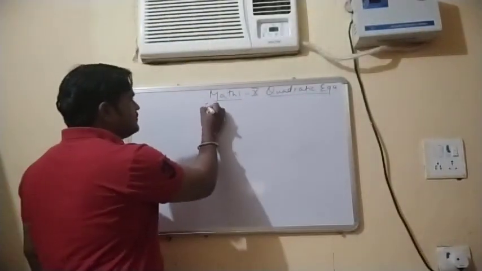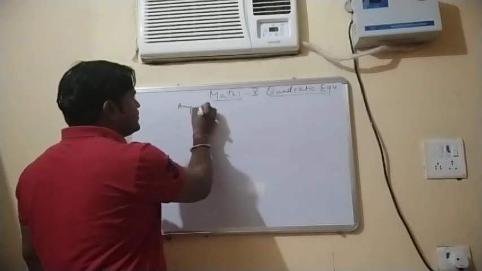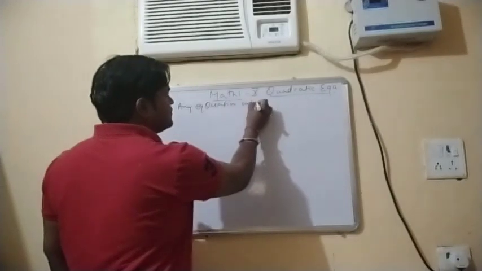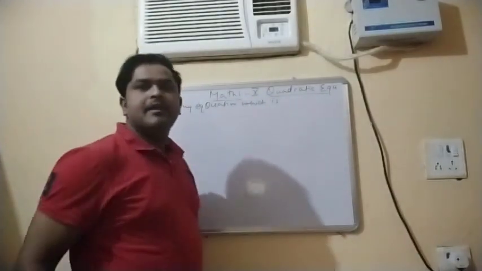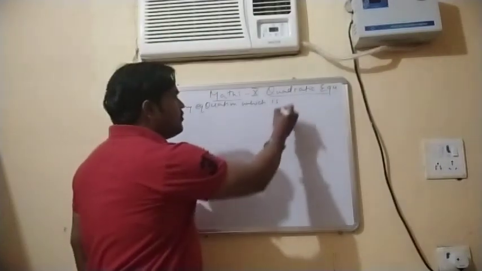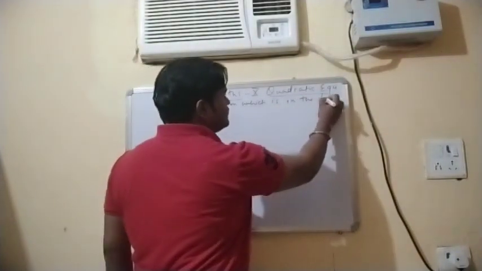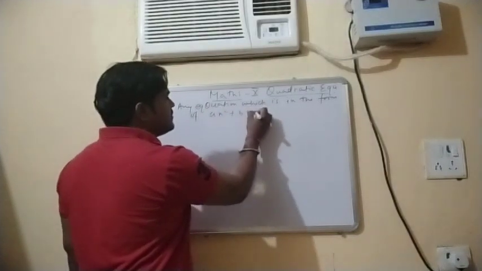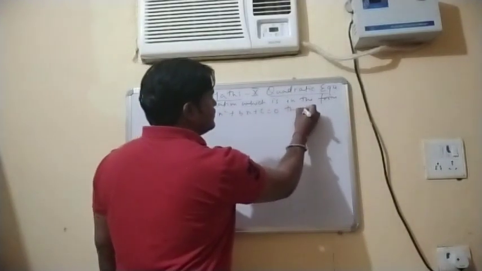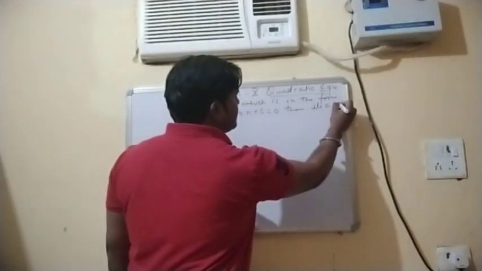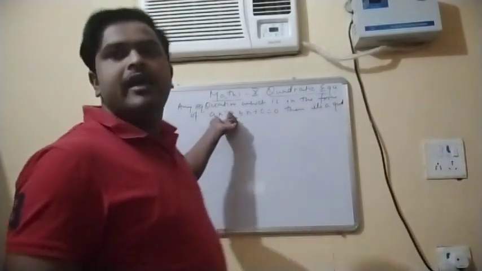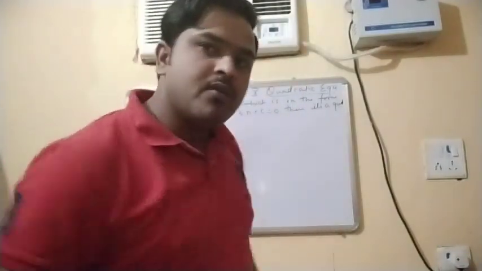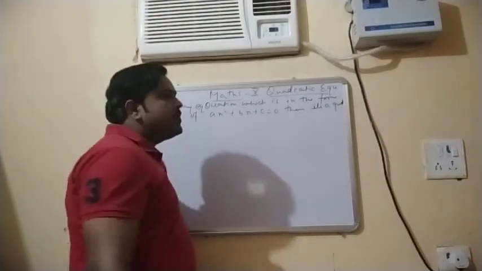So quadratic equation, any equation which is in the form of ax square plus bx plus c equals to 0, then it's a quadratic equation, where a and b are coefficients of x square and x, and c is a constant. So this is a quadratic equation.